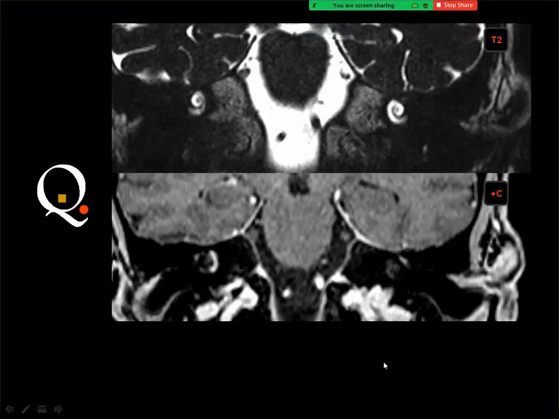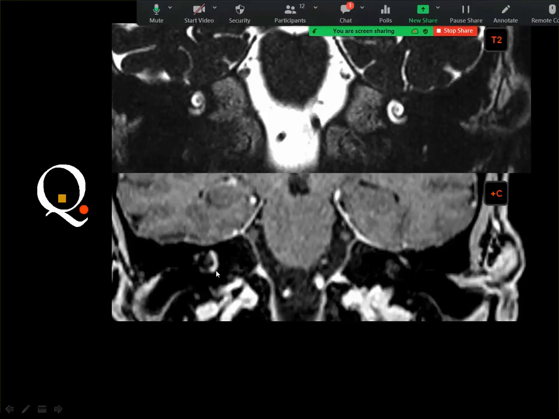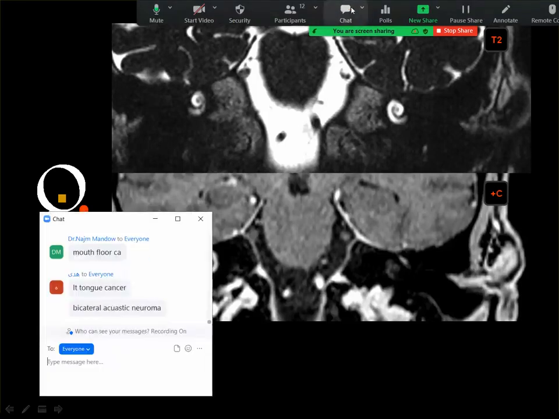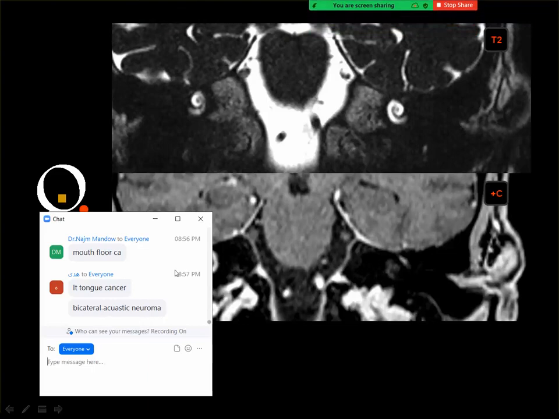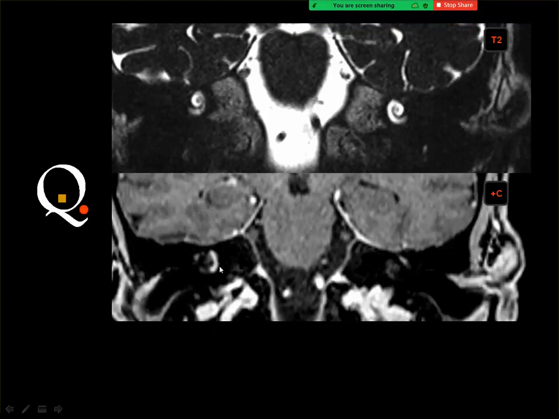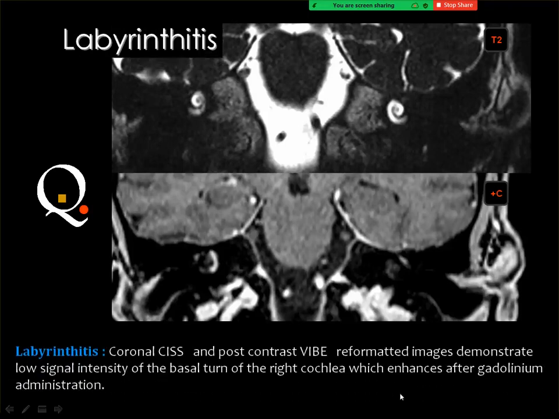Okay, I think this is a difficult case, but let's look at the post-contrast scans. You can see enhancement in the region of the cochlea and the labyrinth. No, this is not acoustic neuroma. The enhancement is of the fluid in the labyrinth. If you go back to the T2 weighted image, you can see that the fluid in the cochlea is not that clear compared to the opposite one, and this is diagnostic of labyrinthitis, acute labyrinthitis.